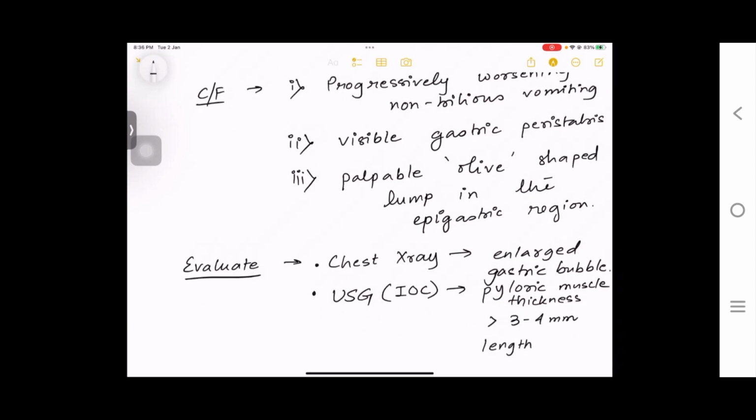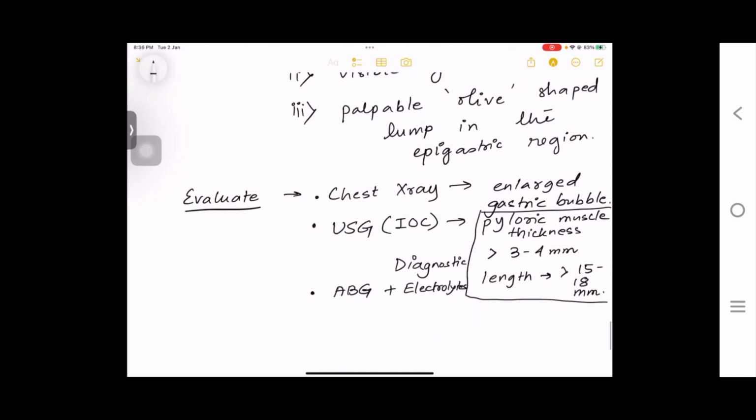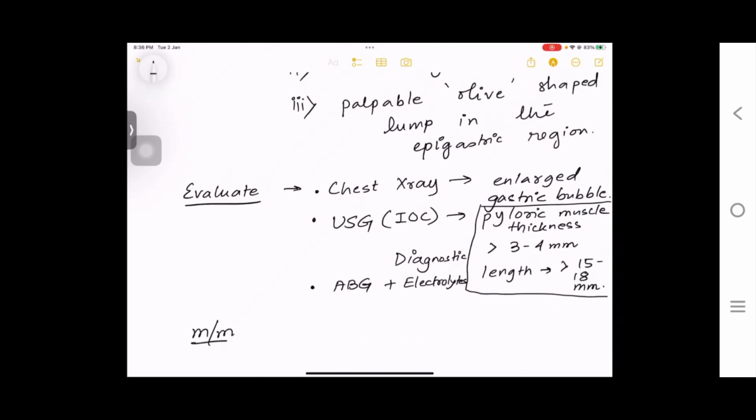Now how will you evaluate this condition? First, you can do a chest x-ray to see that there is an enlarged gastric bubble. You can do USG, which is also the investigation of choice. Here the pyloric muscle thickness can be seen, which should be more than 3 to 4 millimeter to be categorized as this disease, and the length should be more than 15 to 18 millimeter. Third, you can also do ABG plus electrolytes because there is metabolic derailment.